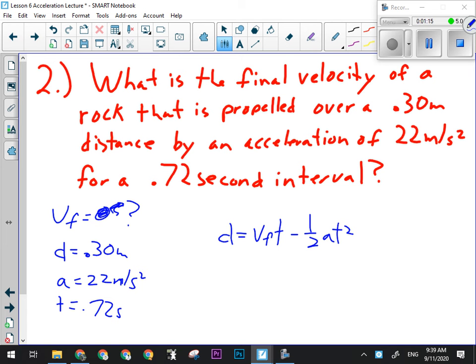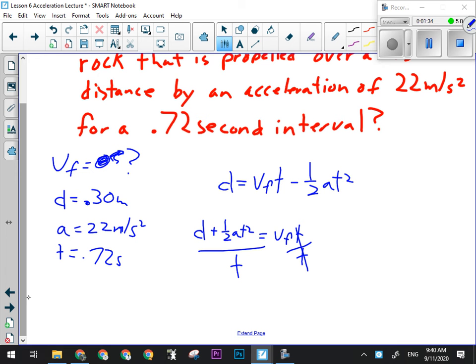The first thing I need to move is the 1/2 AT squared, and I'll do that by doing the opposite, which is adding it. So I'll have D plus 1/2 AT squared equals VF times T. Then we'll divide both sides by T, and now we're solving for VF.